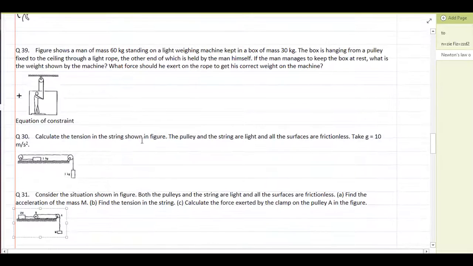Thereafter, we will discuss the constraint relation. Constraint relation is used if we have two objects moving. Suppose in this example, one object is coming down and one is going left. What will be the relation between their accelerations?